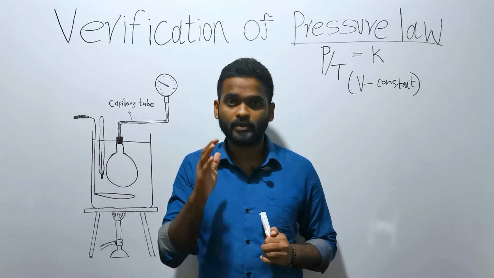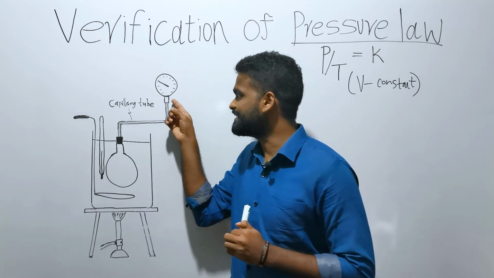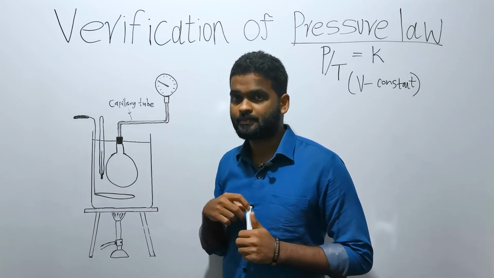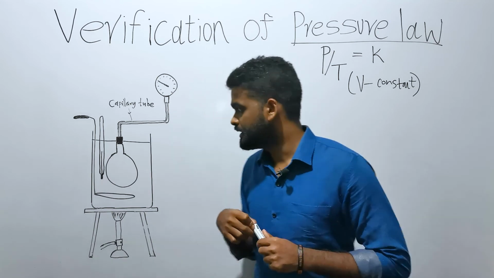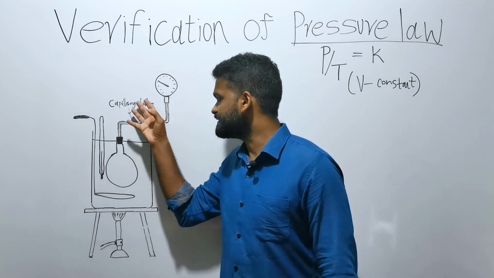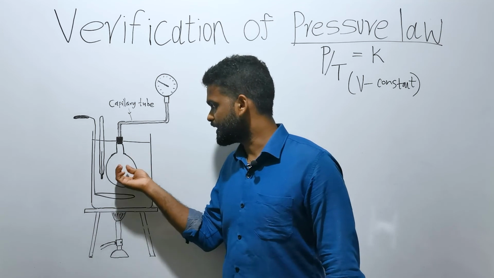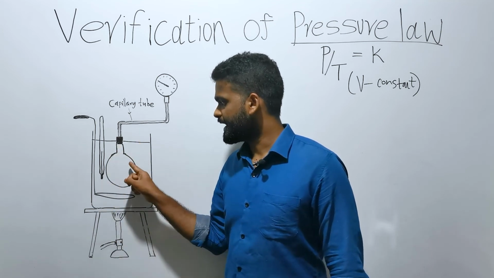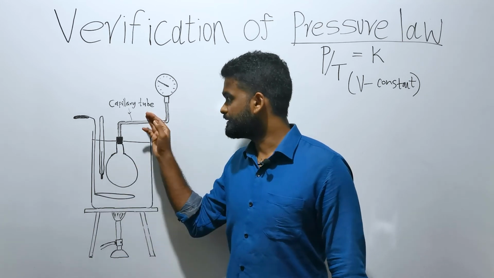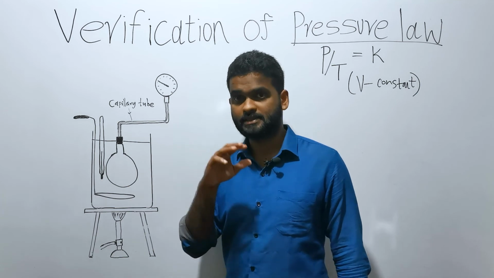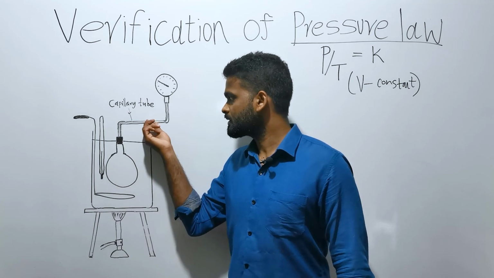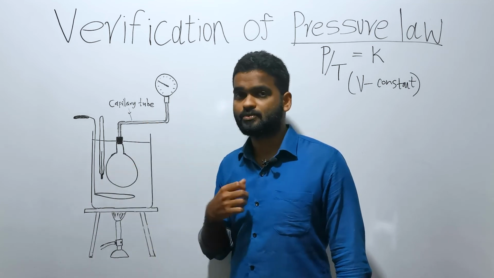Another important note is that you have to use a capillary tube in order to connect the flask and the pressure gauge. The reason for that is, as you can see, the capillary tube is in the surroundings and this flask is in the water. So air inside the flask is at a different temperature and air inside this capillary tube is at another temperature. So these two air quantities are at two different temperature values.